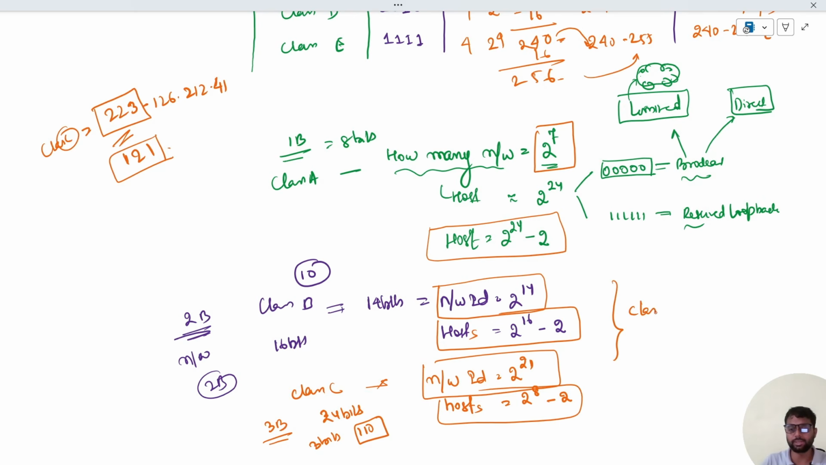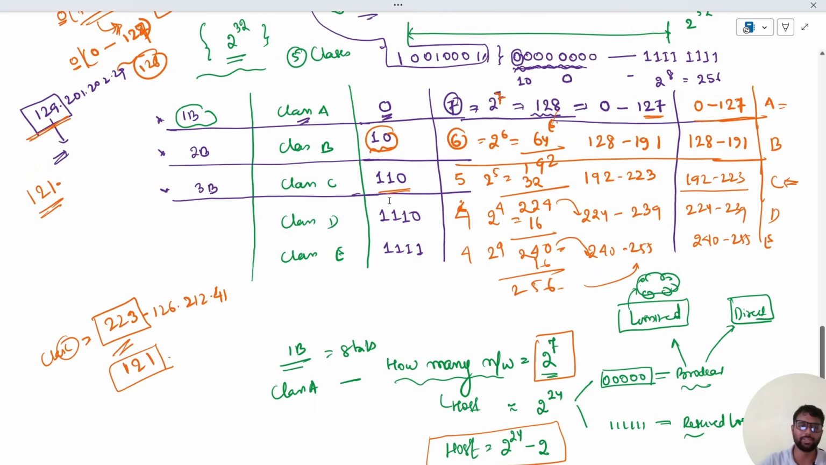Similarly for class D and E, how many total addresses do we have? There is no network and host separation in it. 4 bits are reserved. If 4 bits are reserved out of 32 bits, how much is left? 28. So total addresses possible in class D and E are 2 to the power 28. There is no separation of network ID and host ID in class D and E, so no bytes are reserved for the network ID or host ID.